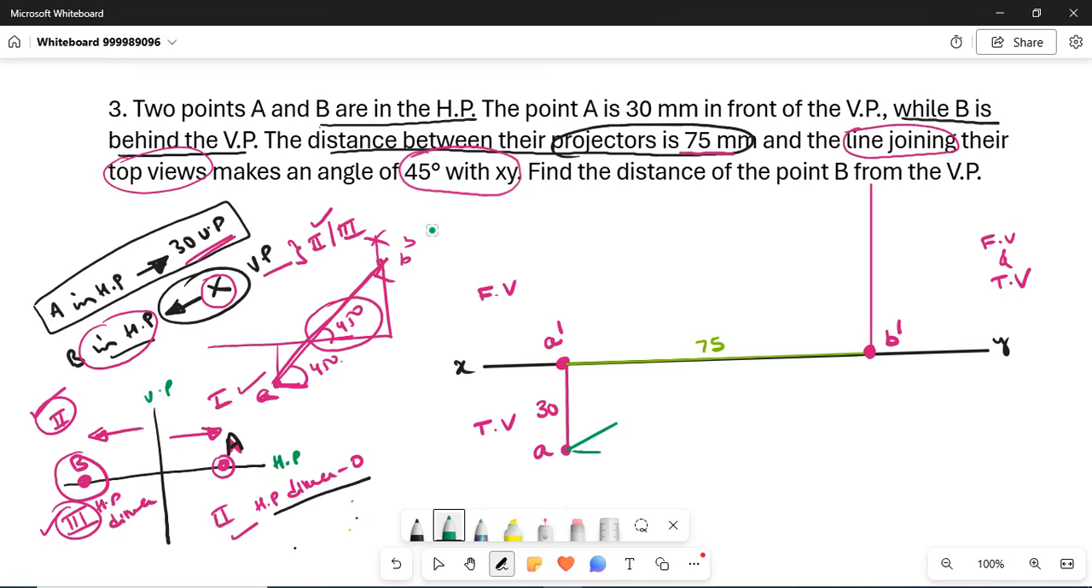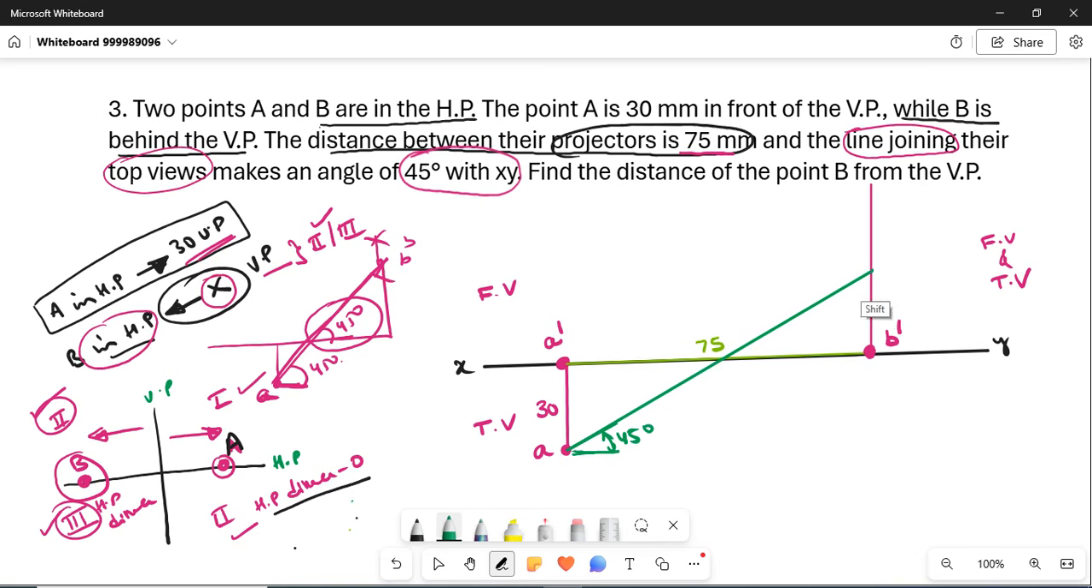We have to mark here with respect to this line the angle is 45 degrees. Later you join this line at a 45 degrees angle. Wherever it meets this B dash projector line, this point will become the small b. After that we have to measure the distance of the B point from the XY line, which is nothing but the distance from the HP.